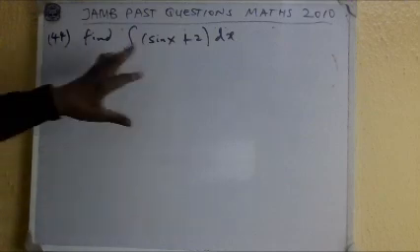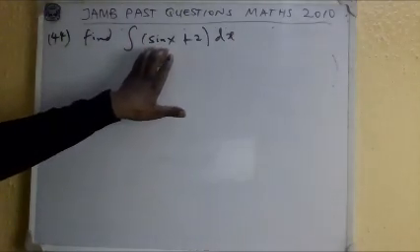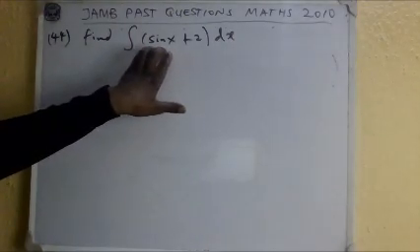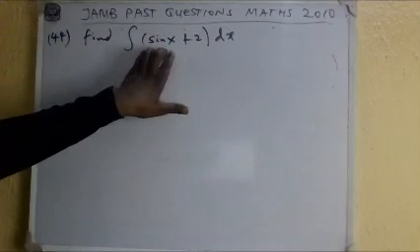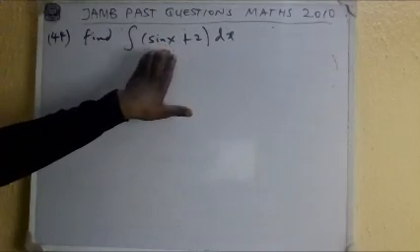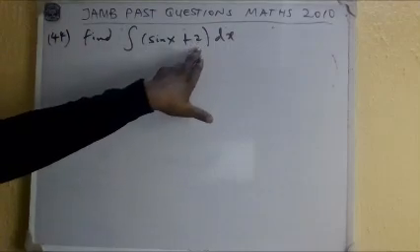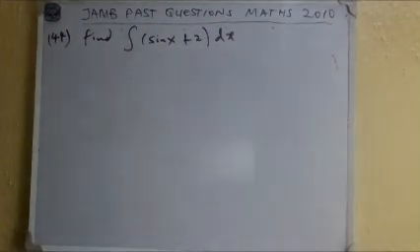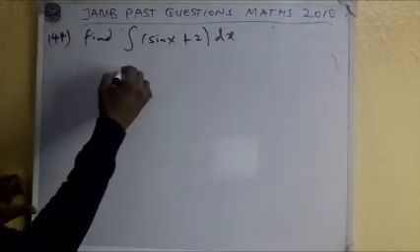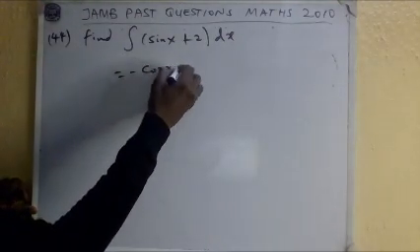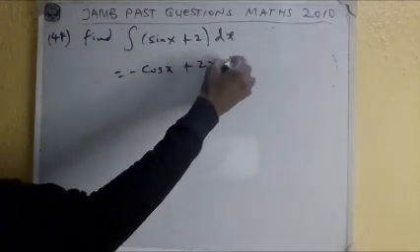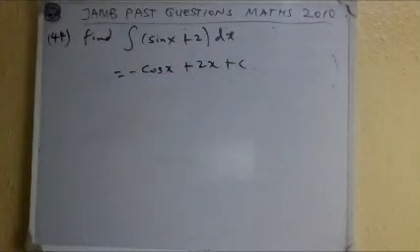There are different standard integrals for all this. For sine x, the standard integral is minus cos x. And for 2, it is 2x. We have done it already. So the answer here is minus cos x plus 2x plus c. That's the answer.